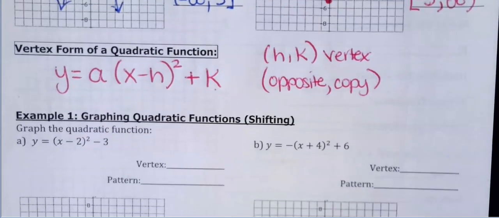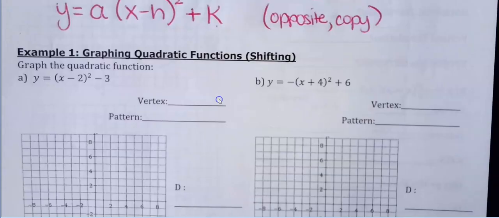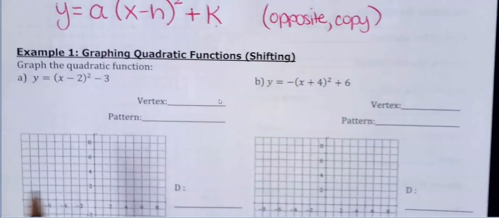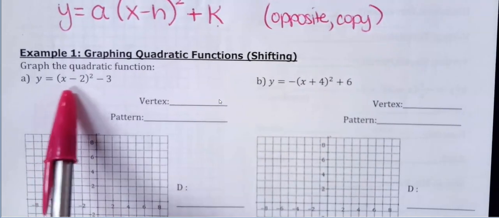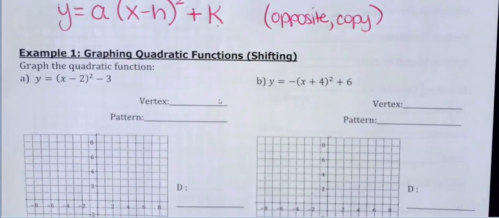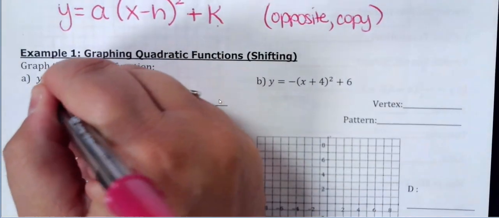So, come down here. My first example, before I start this, can anybody tell me, I've got x minus 2 squared and then -3. Does anybody know what the a value is?